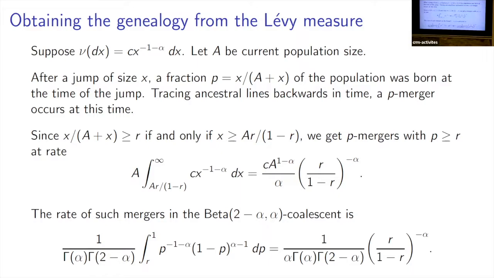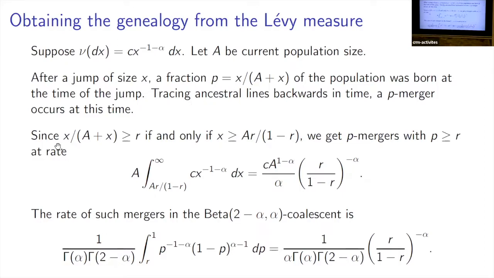So then after this jump, the fraction of the population that was just born, which I will call p, is x over A plus x. And so if we trace ancestral lines backwards in time, we're going to see a p-merger around the time of this event, as roughly a fraction p of the ancestral lines merge, because we presume that that jump in the continuous state branching process resulted from one individual having a large number of offspring. So we get a p-merger at the time of that event.